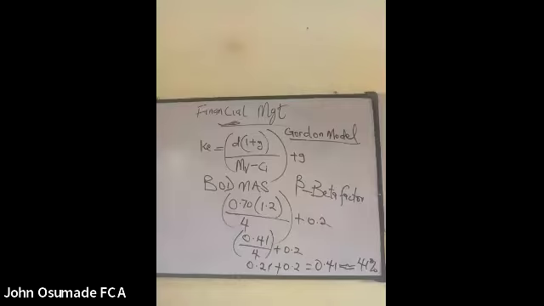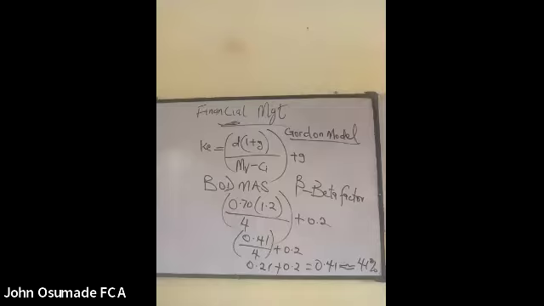So the market parameters is what I'm giving you now. The risk-free rate, the expected return on the market, then the variance of the market return. That is number one. We have to estimate that one, the parameters.